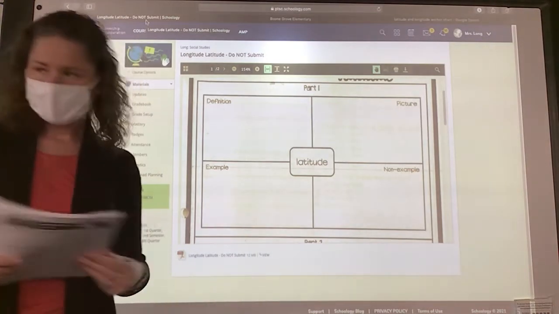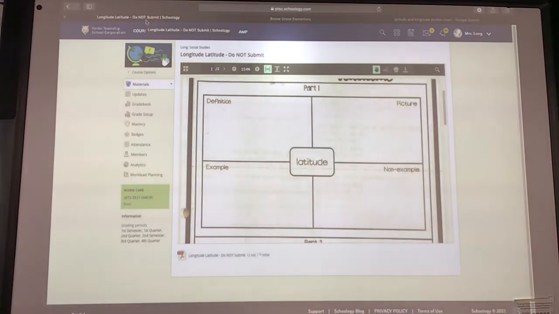Do we have to do a picture and all that? Yeah, do a picture. Like a picture of latitude and longitude. Yep. Do we need to do a picture of it? Yep. That's what it's asking you to do.